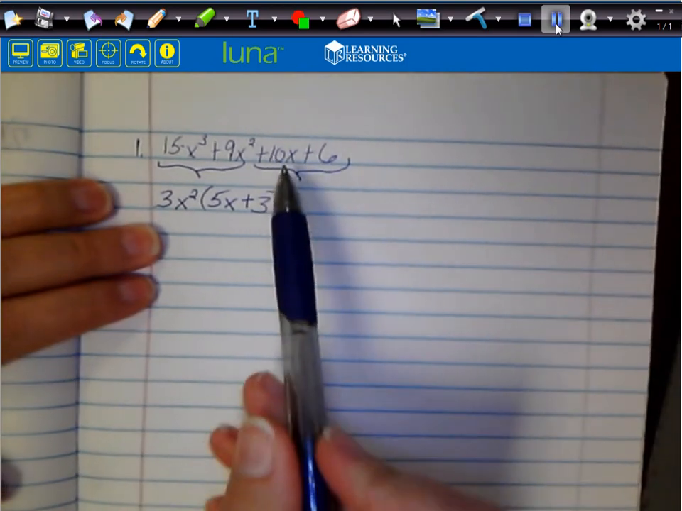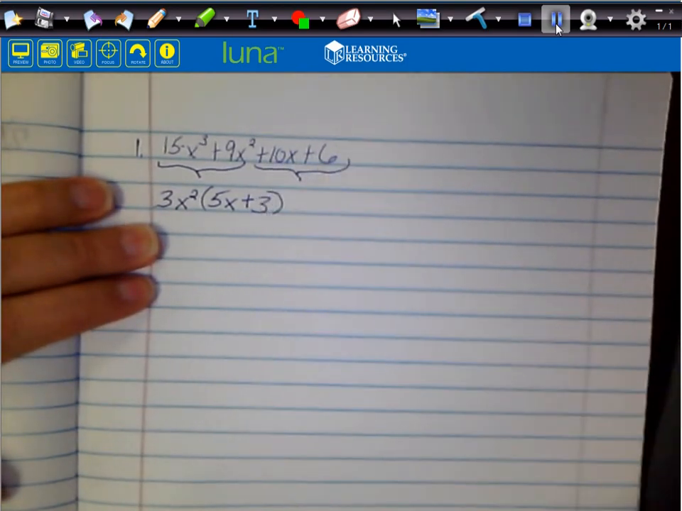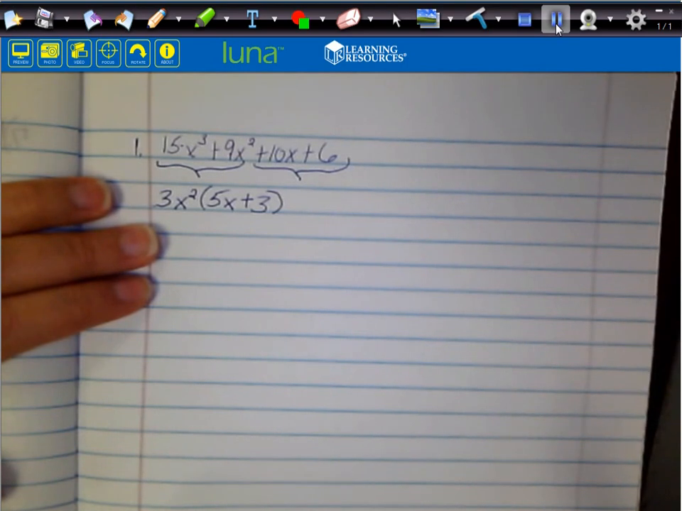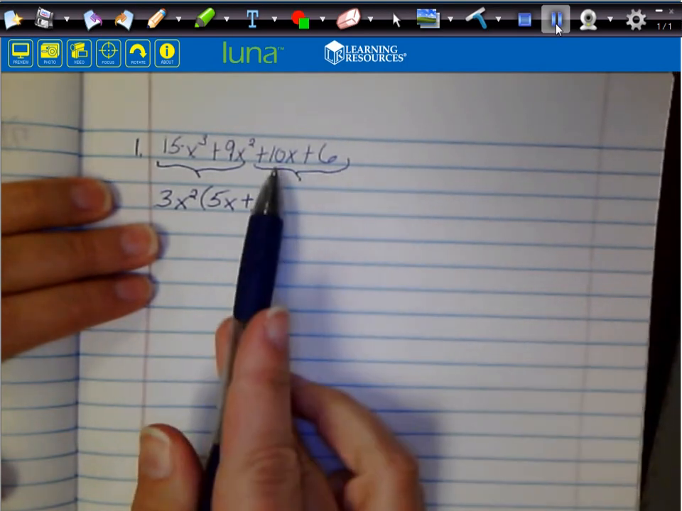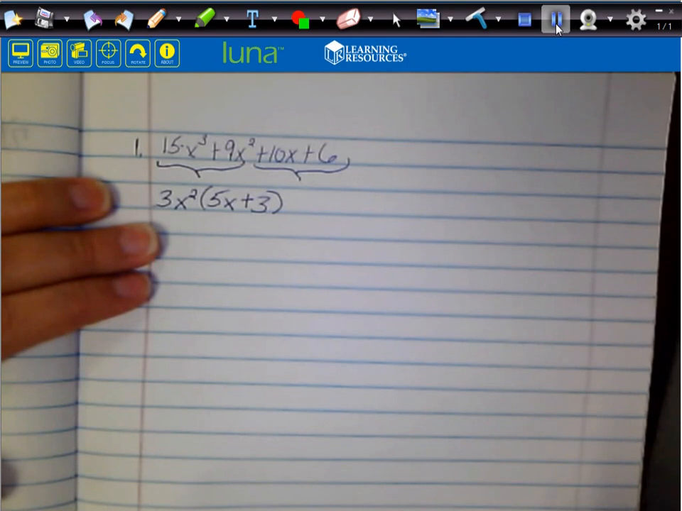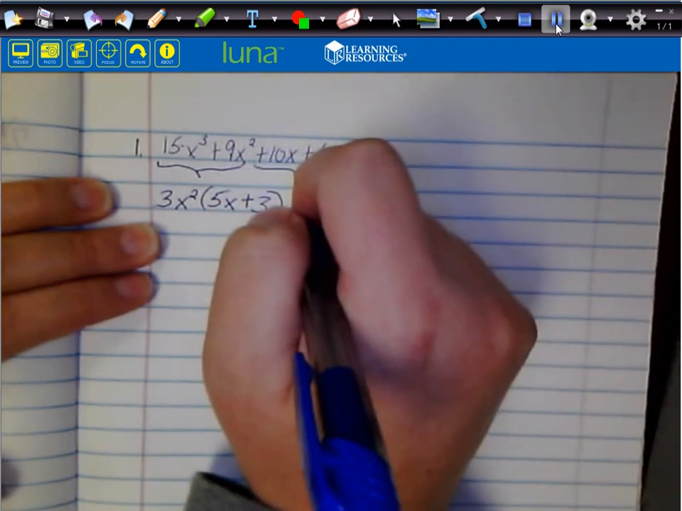Now I'm going to look at these second 2 terms, the 10 and the 6. So I'm going to look back at my factor sheet, and I'm going to say, what is the greatest thing that 10 and 6 have in common? Greatest thing they have in common is a 2.